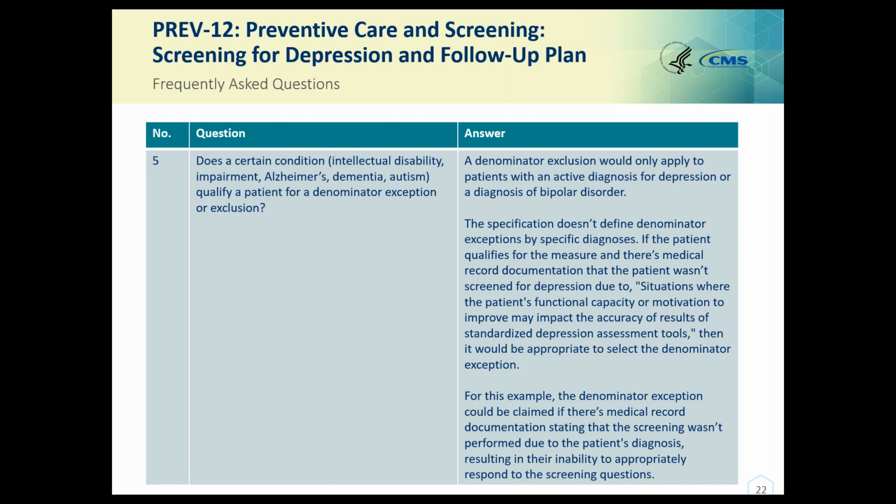If the patient qualifies for the measure and there's medical record documentation the patient wasn't screened for depression due to situations where the patient's functional capacity or motivation to improve may impact the accuracy of the results of the standardized depression assessment tools, then it would be appropriate to select the denominator exception. For this example, the denominator exception could be claimed if there is medical record documentation stating the patient wasn't screened due to the patient's diagnosis, resulting in their inability to appropriately respond to the questions. Next slide, please.